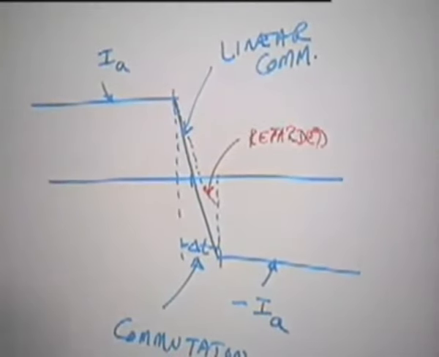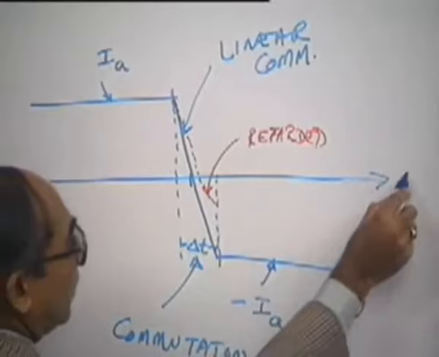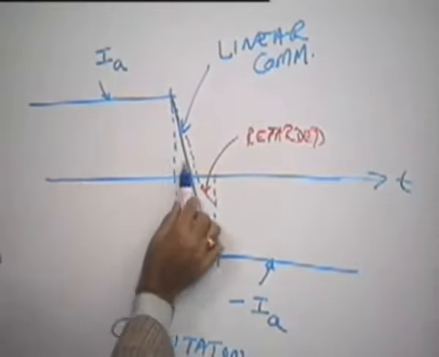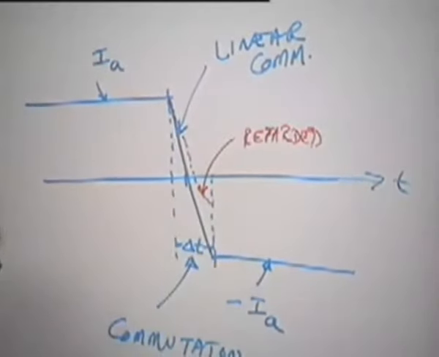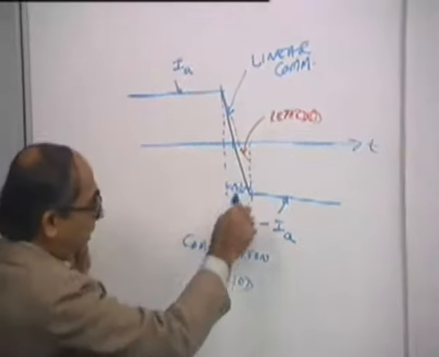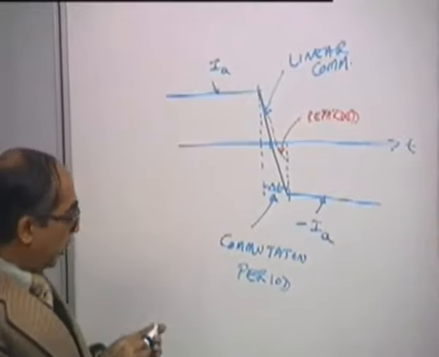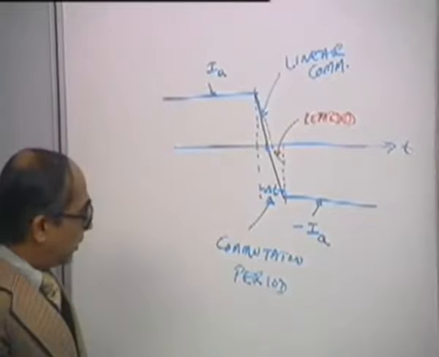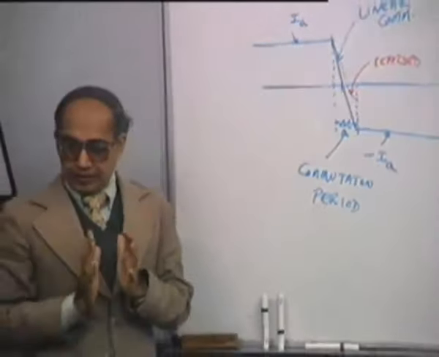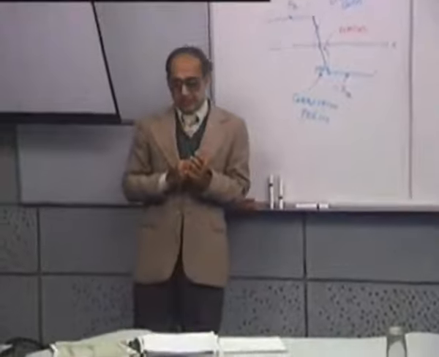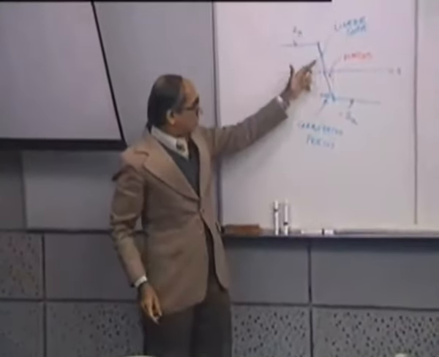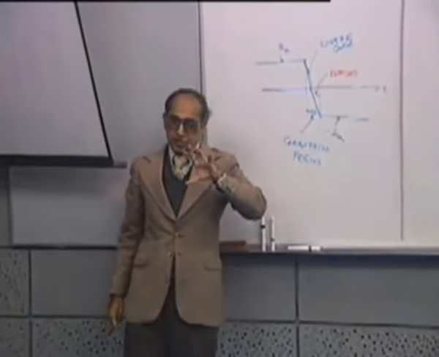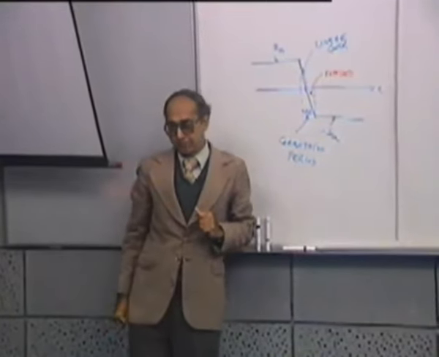So with time, this is how the current is going in the process, and we know that this is the interpolar region where this commutation is taking place. Okay, we will see that there is a coil undergoing commutation that gets voltages induced in it.